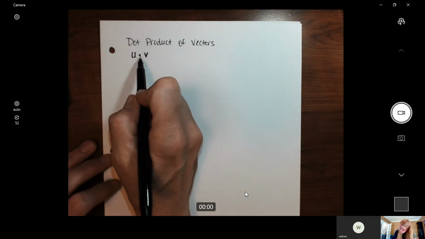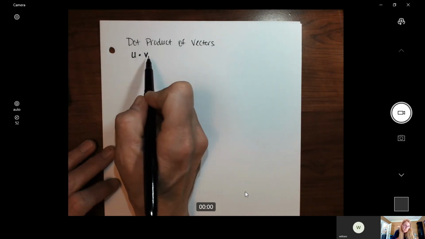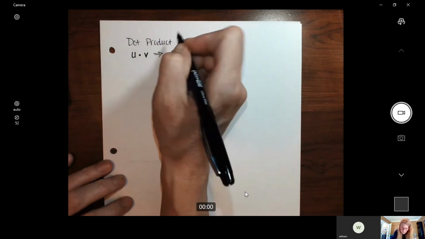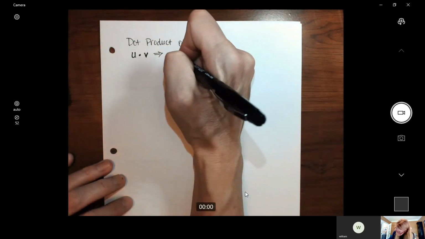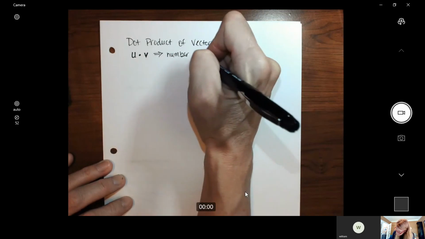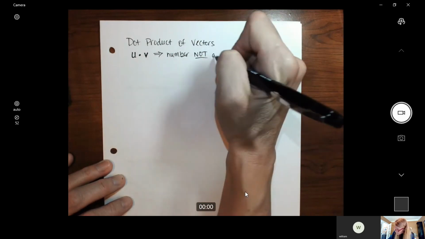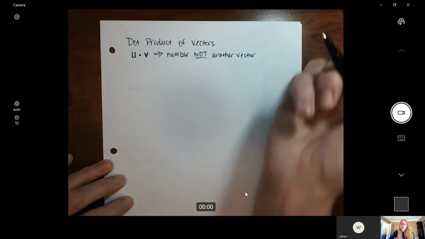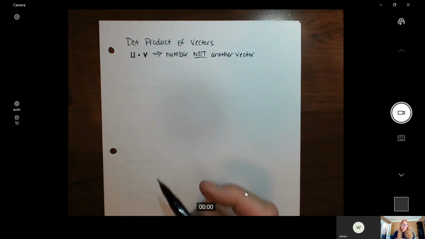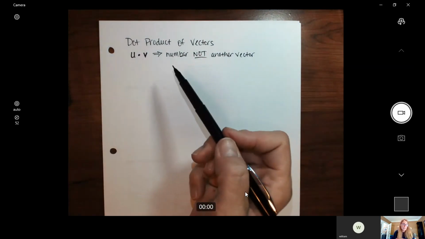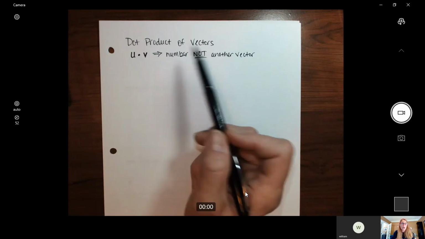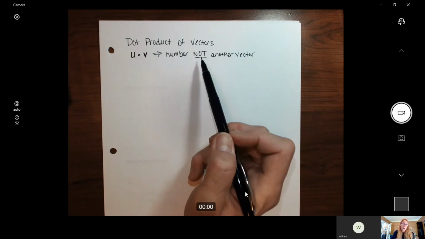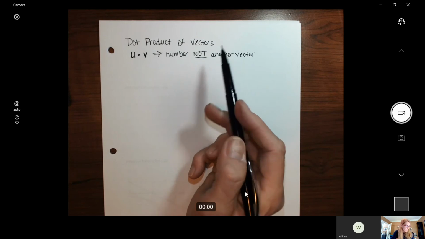When you take one vector and do a dot product with another vector, what you end up with is not another vector, you end up with a number. So remember, when we added vectors, we ended up with a whole other vector. So we took vector u plus vector v. When we added them together, we got a whole other vector. When we do a dot product, we get one simple number, just one number.